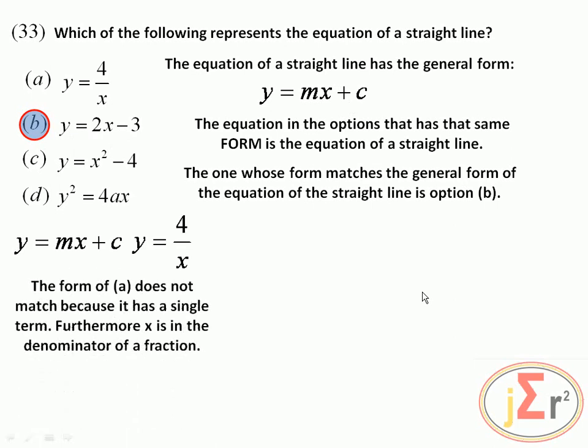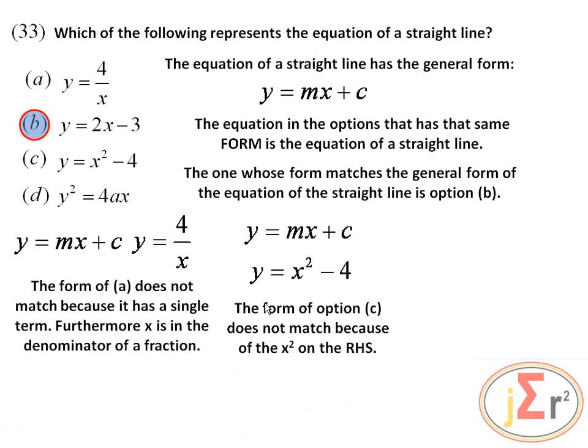So let us take a look at the first one in the options, y is equal to 4 over x, compared with y is equal to mx plus c. The form of option A does not match because it has a single term. Furthermore, x is in the denominator of a fraction. So that is not the equation of a straight line. We are not going to have x in the denominator of a fraction.